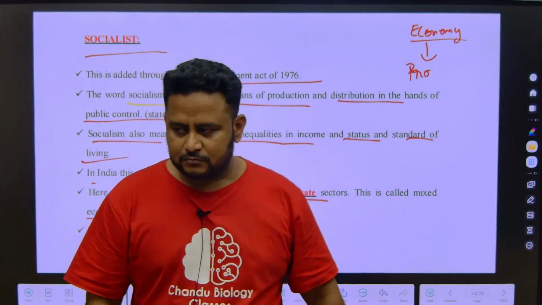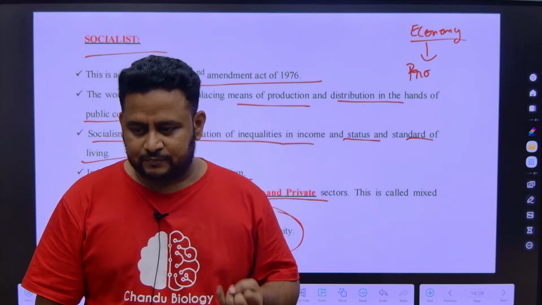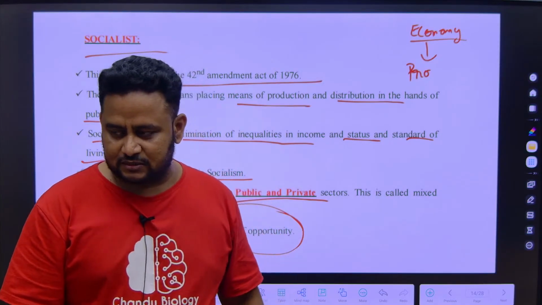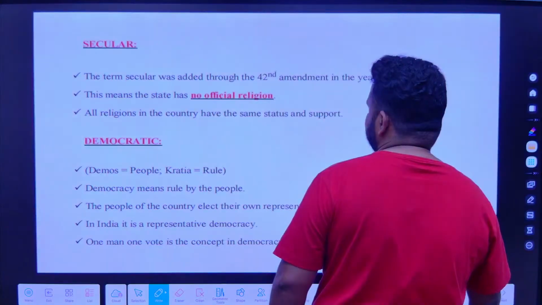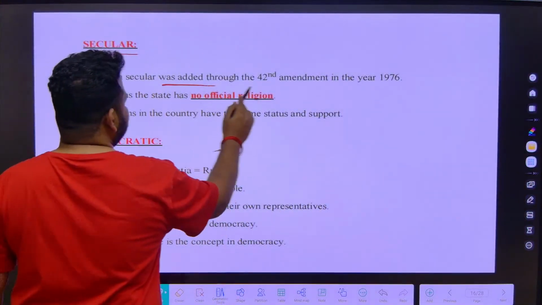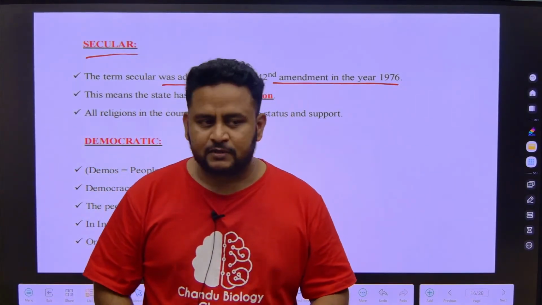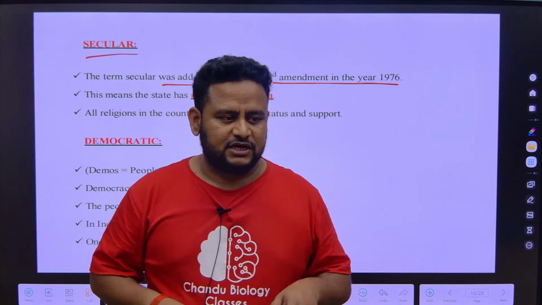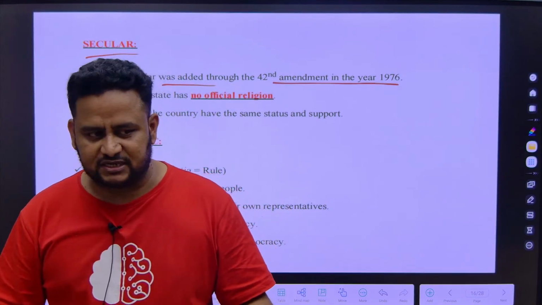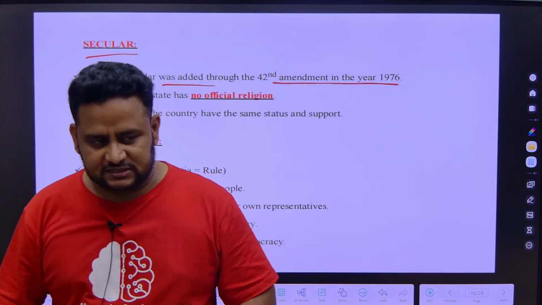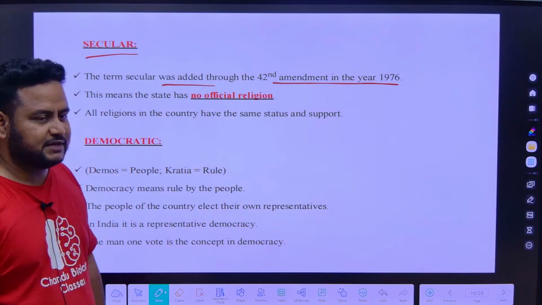So we learned sovereign, republic and socialist. Now we have to learn democratic and also secular, very important. The term secular was added through the 42nd Amendment in the year 1976. Does that mean there was no secularism in India? Of course there was. It is like the unwritten rule that mobile phones should not be used in the classroom; but if people still use them, we write it down. In the same way, secularism was still there in India, but they made it explicit through this amendment.